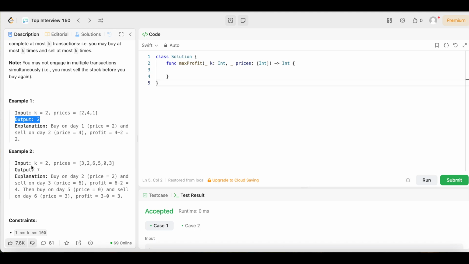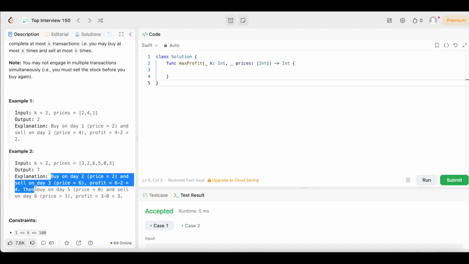So in example 2, we have the input k equals 2, prices equals an array of integers, again representing the stock prices. Those integers are 3, 2, 6, 5, 0, and 3. The output is 7. The explanation says we can buy on day 2, which is a price of 2, and sell on day 3, which has a price of 6, and the profit from those 2 days would be 6 minus 2, which equals 4.